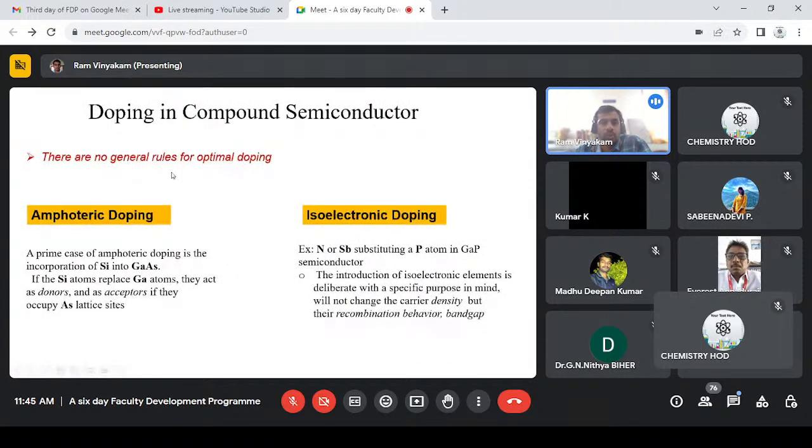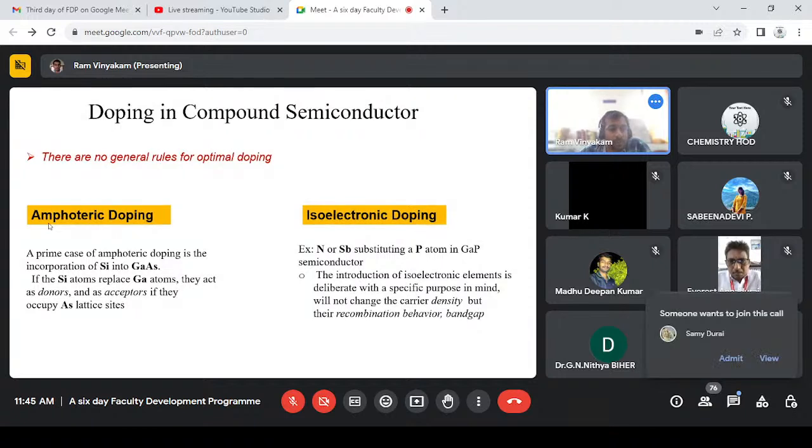And since I told you there are no general rules for optimal doping, let me take two types which we call amphoteric doping and isoelectronic doping. What is amphoteric doping? I'll deal with an example for easy understanding. Say a compound like gallium arsenide. If you take silicon and dope, the silicon can replace the gallium as well as the arsenic because the size will match with both.